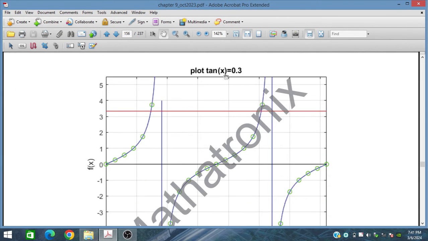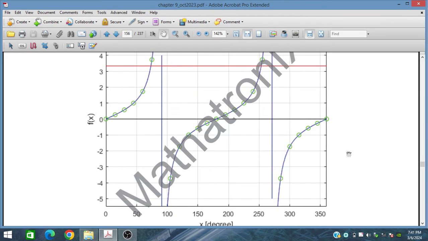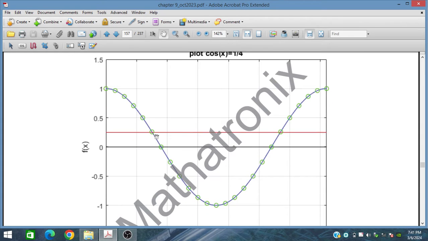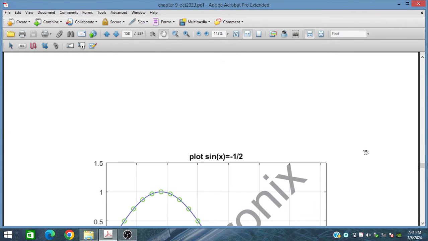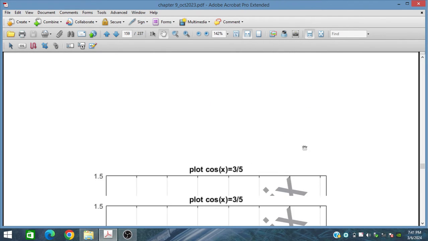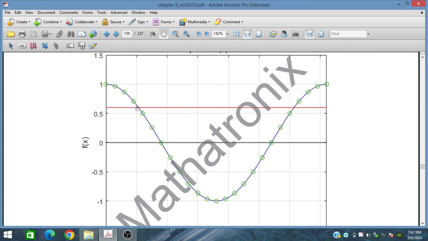Now we plot this. For tan x is equal to 0.3, we see that we have the solutions here, and we can read them from here. Similarly for part 2, cos x is equal to 1 over 4: this is the first quadrant, second quadrant, third quadrant, fourth quadrant, and this is the solution. So there are two solutions. Similarly for the third case, we have only this solution in the third quadrant and the fourth quadrant. In the fourth part it is this one, cos 3 upon 5.